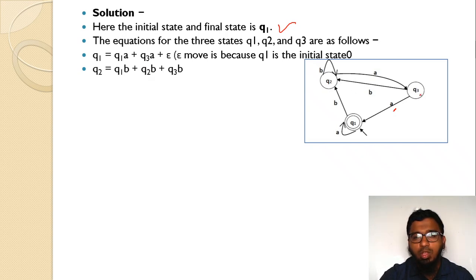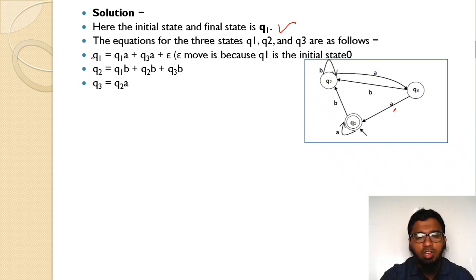Is anything coming from Q3? Yes, from Q3 is coming B. Q3 on B is going to Q2. So we have written the second equation also. Okay, third one. What is the third one? For Q3, is there any incoming lines? Only one. Q2 on A is going to Q3, only one. So these are the equations.